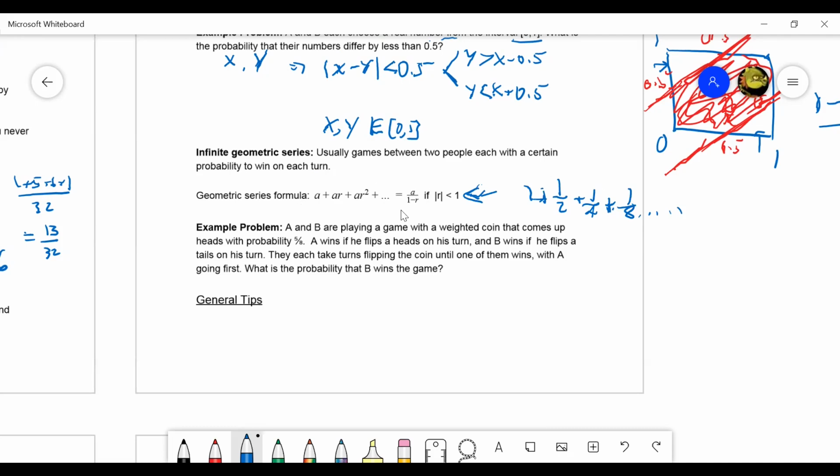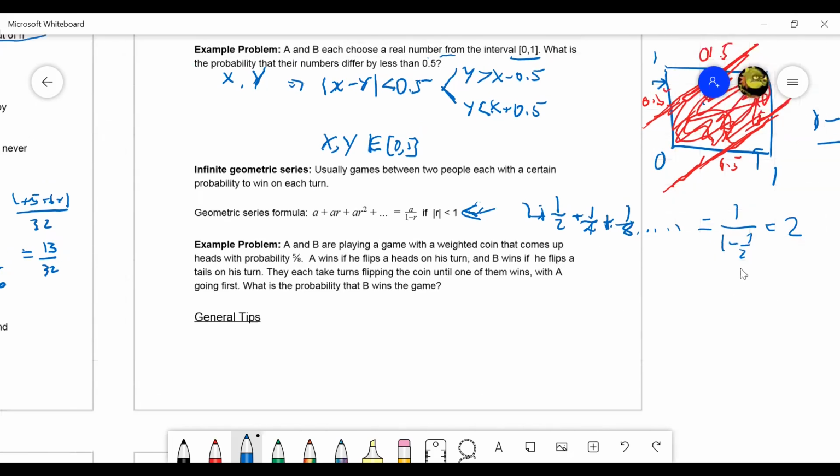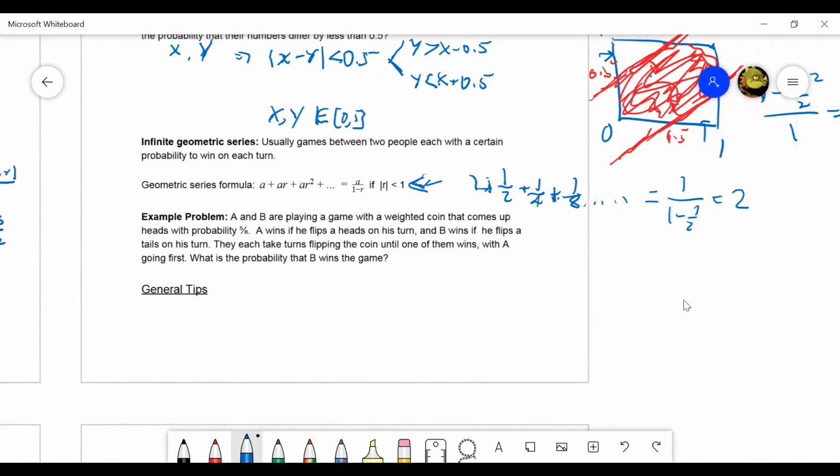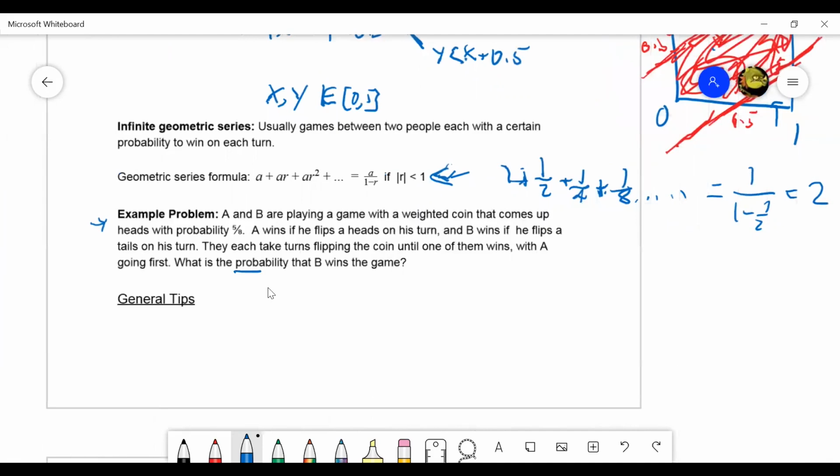And all this really says is that the infinite sum is going to be equal to the first term over 1 minus the common ratio, which is r, or 1/2, which is equal to 2. And this only works if the common ratio is less than 1. So this is just something that you'd only use if you have some kind of game where you have two people taking turns doing something with a certain probability, and the game can technically go on into infinity, but it doesn't because there's a fixed probability.